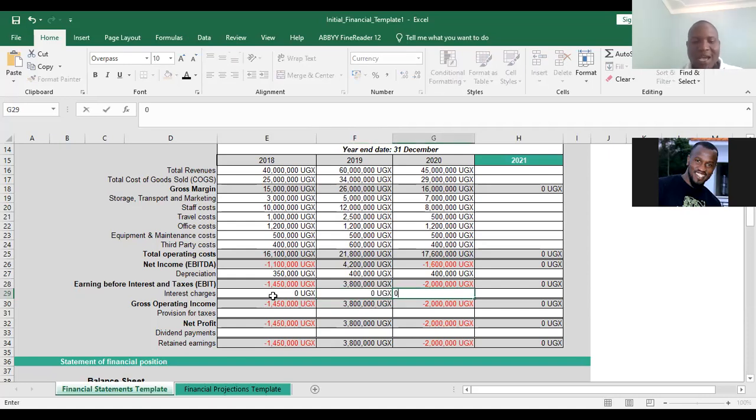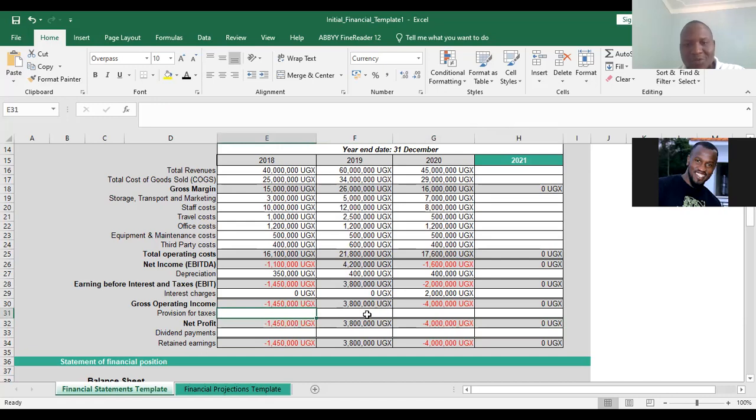Maybe in 2020 I had to get some money because COVID must have messed me up, so I'll put maybe I got a 10 million loan boost. That means I'm paying an interest of maybe 20%. So that means I need to pay an interest of 2 million. Okay, yeah, 2 million. All right.